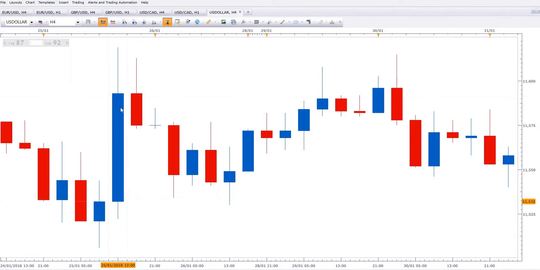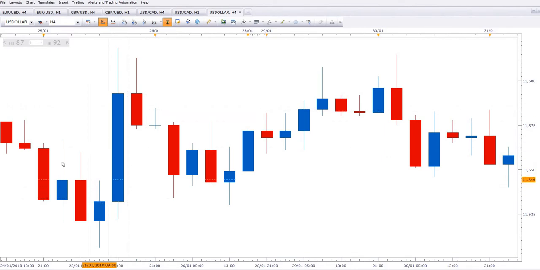So a blue candle means it opened low and closed high, and a red candle tells us that it opened high and closed low, which means this blue candle overall went up during this time frame, and a red candle tells us that overall it went down. But if we want to know if a candle is an up candle or a down candle, it's actually the previous candle that we're comparing it to that gives us a lot of information.